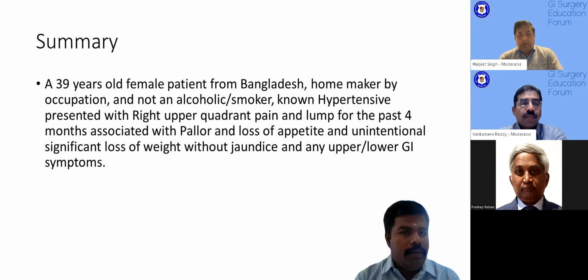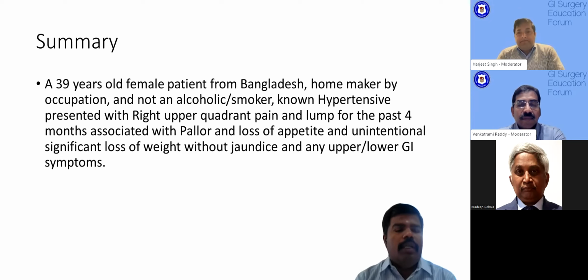Shall I summarize it? Yes, please go ahead. A 39-year-old female patient, resident of Bangladesh, homemaker by occupation, not an alcoholic or smoker, a known hypertensive, presented with right upper quadrant pain for the past 4 months and lump for the past 3 months, associated with pallor and loss of appetite and unintentional significant loss of weight, without jaundice or any upper GI or lower GI symptoms.